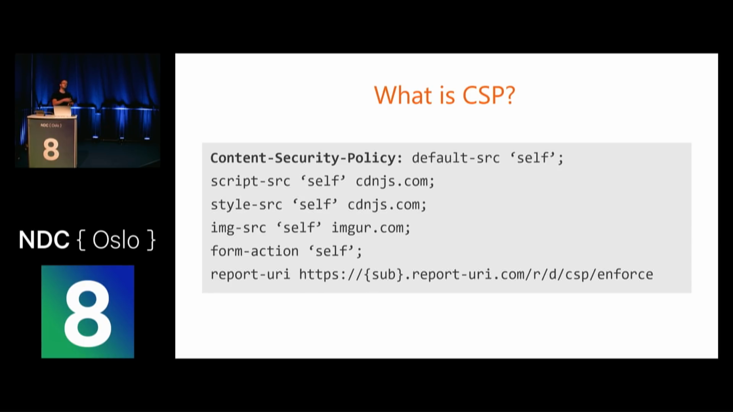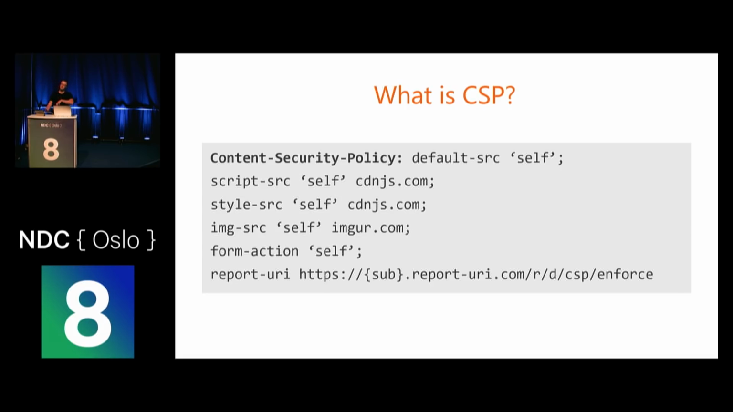So it will block images from loading if the domain isn't whitelisted. If a form is trying to post data to an endpoint that's not whitelisted, the browser will prevent that. But we need the feedback. So you specify the last line here, which is the report-uri directive. And if you specify this directive, you give the browser an endpoint where it should report back to.